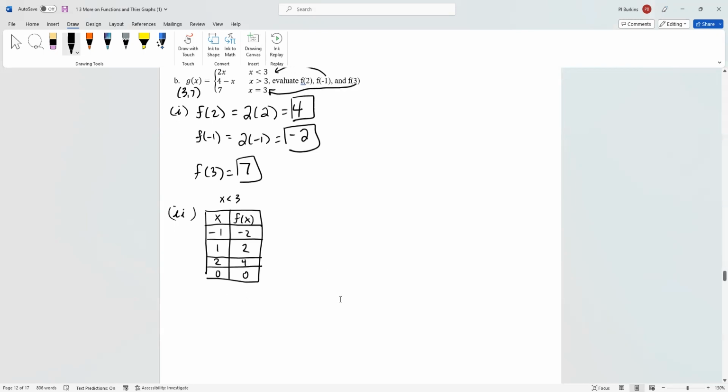All right. Let's go ahead and do the table for the next portion of the domain. X greater than 3. So again, I have f of x and x there. We need values greater than 3. So let's do 4, 5, and I think 6 will be enough. Let's see. So 4 minus 4 is 0. 4 minus 5 is -1. 4 minus 6 is -2. We can see where this is going to keep going to -3, and so on. All right. And then, of course, we have the point 3, 7.